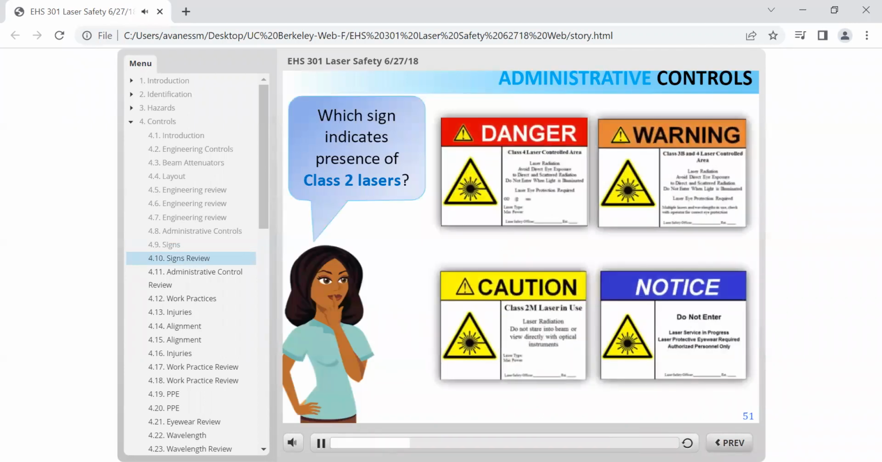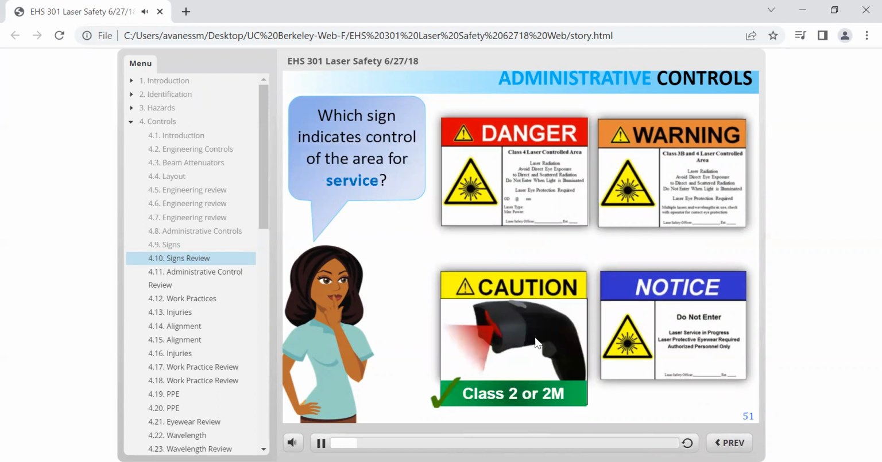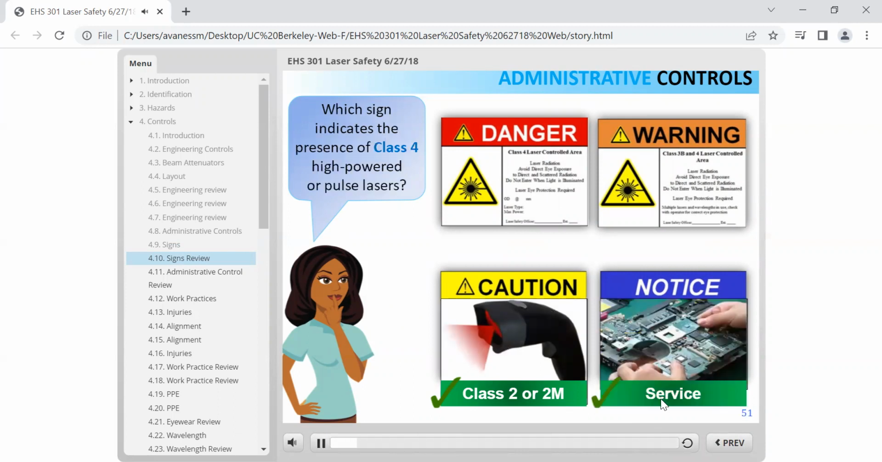Let's review. Which sign indicates the presence of low-powered Class 2 or 2M lasers? Yellow caution signs indicate the presence of low-powered Class 2 or 2M lasers. Which sign indicates that the area is under temporary control for service or repair? Blue notice signs indicate that the area is under temporary control for service or repair.